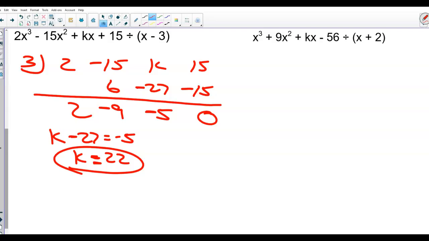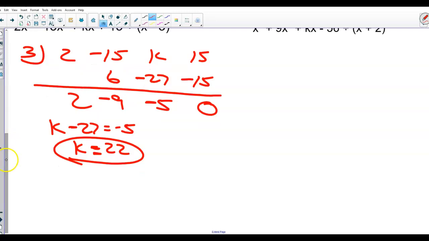What times 3 gives you negative 15? That's negative 5. Bring down the 2. 3 times 2 is 6. Negative 15 plus 6 is negative 9. Negative 9 times 3 is a negative 27. Okay? What plus k will give me a negative 27? And it's 22. If you wanted to check your work, just plug the k in. And it should work out for you.